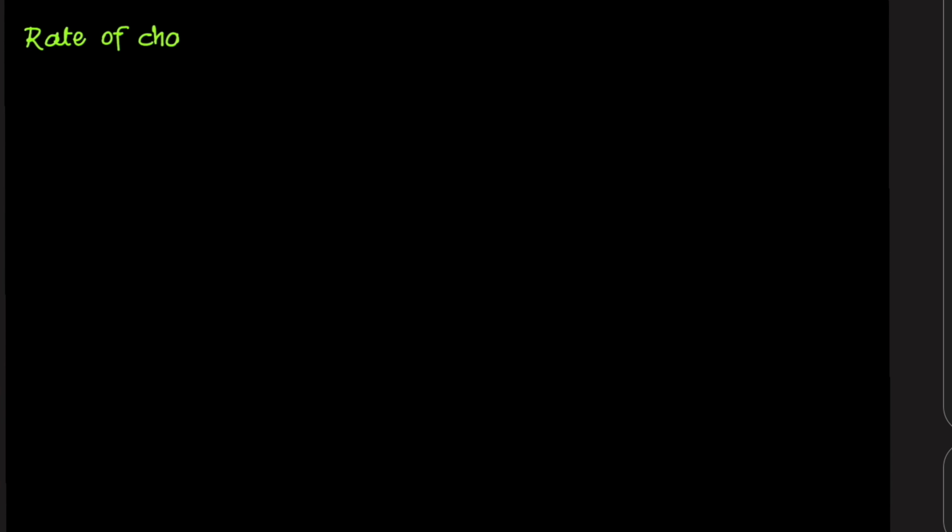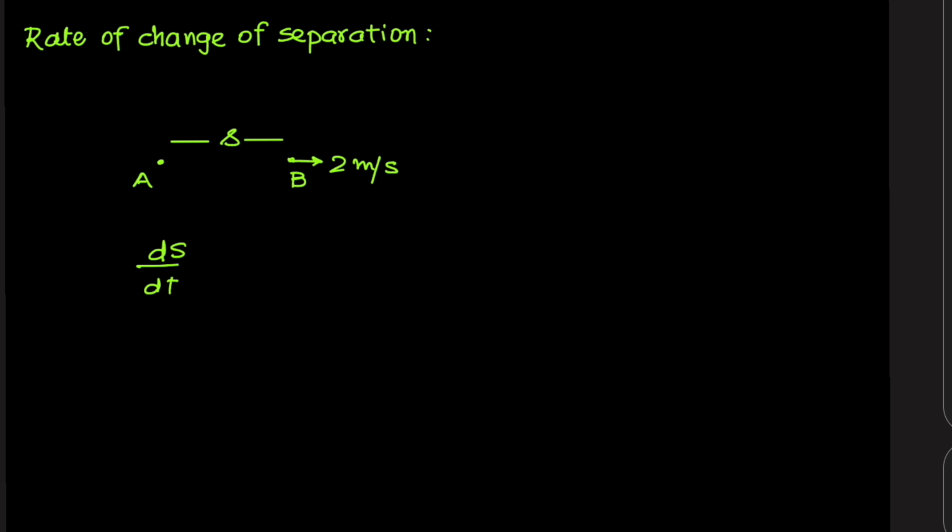Rate of change of separation. Suppose we have two particles A and B separated by a distance s, and suppose B is moving with some velocity 2 meter per second as shown, A is fixed. Then obviously the separation will increase and therefore d by dt of s will be positive because the separation is increasing, and it is increasing at the rate of 2 meter per second.